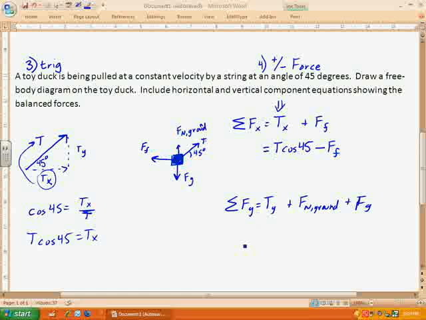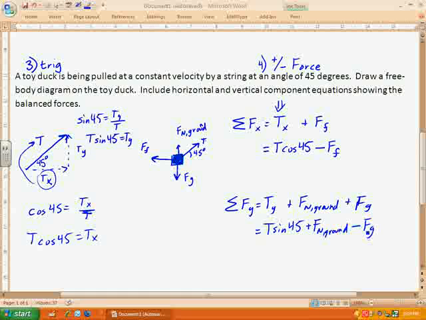We're going to do the same thing with the y. Okay, so instead of writing tension in the y direction, that would be opposite over hypotenuse, so that would be sine. So sine of 45 equals the tension in the y direction over the overall tension. Multiply both sides by T, so T sine 45 is equal to tension in the y direction. So that means that is going up, right? That component is up right there, so that will be T sine 45. The normal force is going up, so that's positive, so plus the normal force of the ground. Now gravity obviously is going down, so that will be minus Fg.